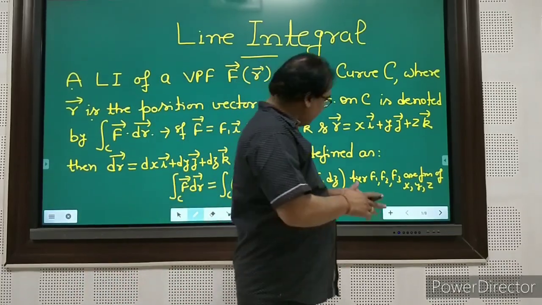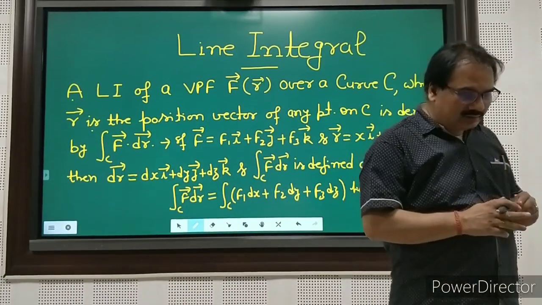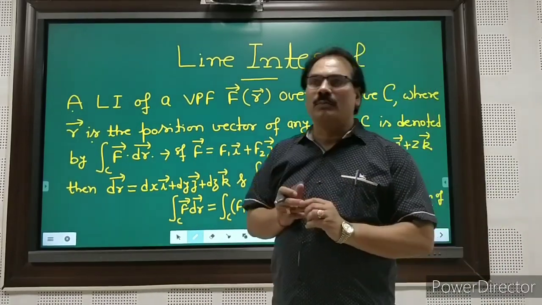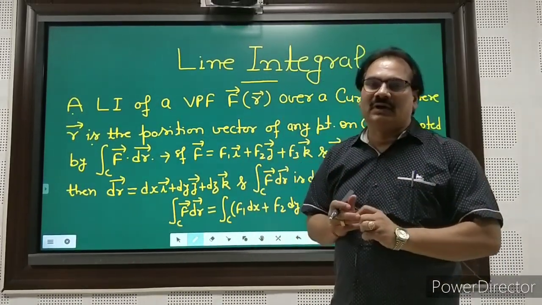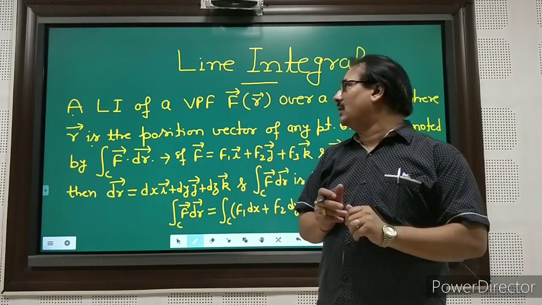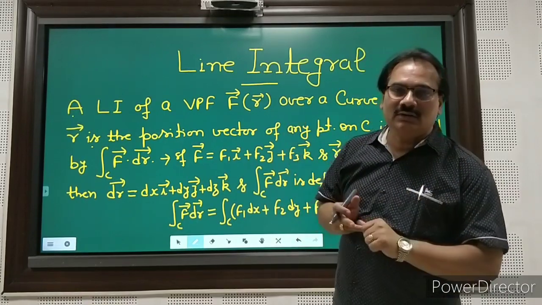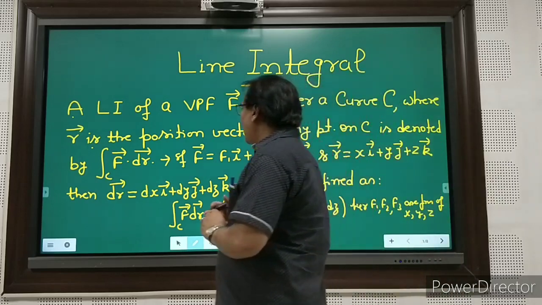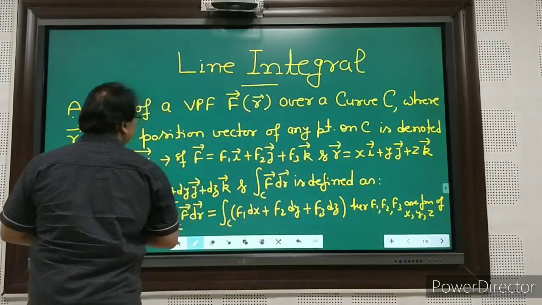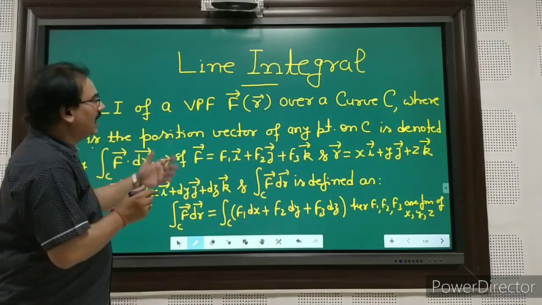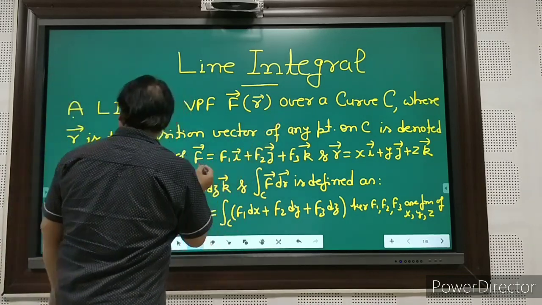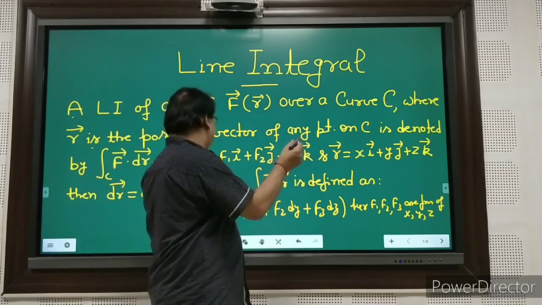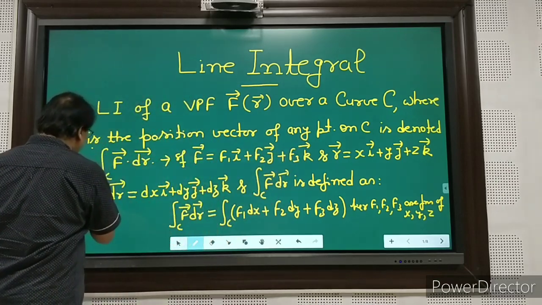Good morning, students. As we discussed last time, we have already completed the complex integration part. The next topic I would like to cover is line integral. So let us look at what we mean by line integral. A line integral of a vector point function f(r) over a curve C, where r is the position vector of any point on C, is denoted by this.